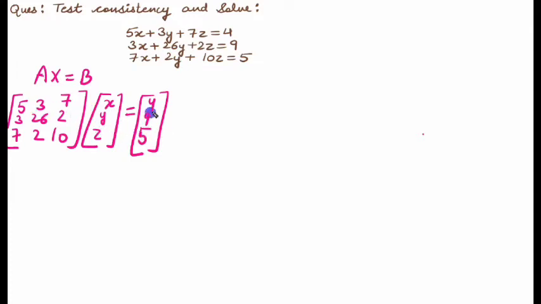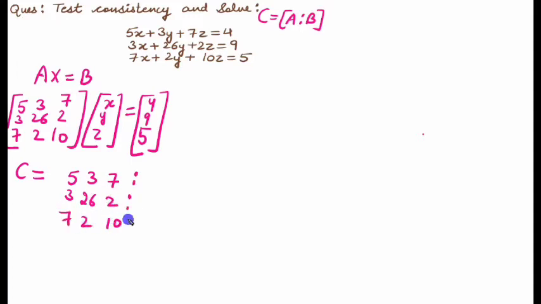What do we have to do? First of all, we have to form the augmented matrix. What will the augmented matrix be? Let me name this augmented matrix C. This is the matrix A ratio. Fine, we have to construct this matrix. So matrix C will be the matrix A, which is this: 5 3 7, 3 26 2 and 7 2 10. Here we put a colon, and here we have the elements of matrix B. So this is our augmented matrix.